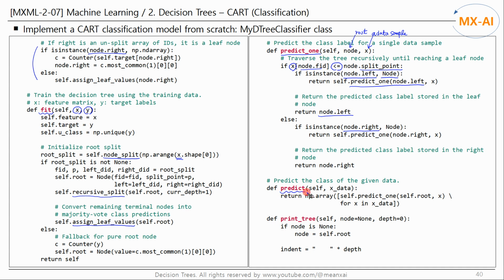Finally, we define a function to predict the class labels for all input samples. We use the predict1 function defined above to predict the class label for each sample one by one. So far, we have implemented the DecisionTreeClassifier class, which is the core component of a CART classification tree.